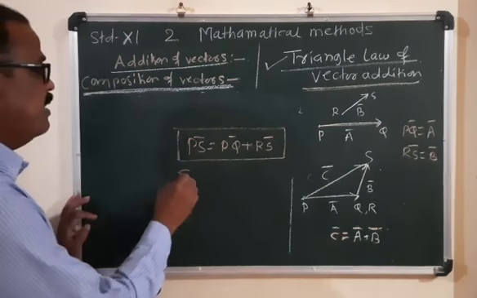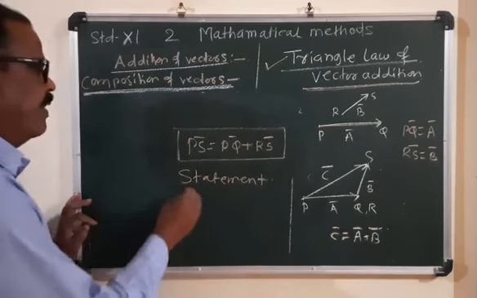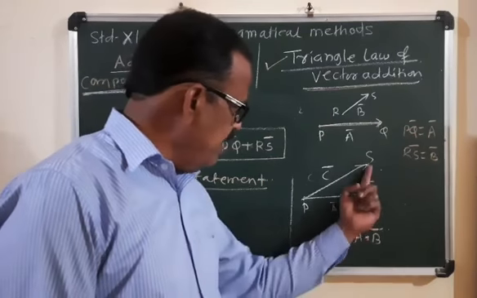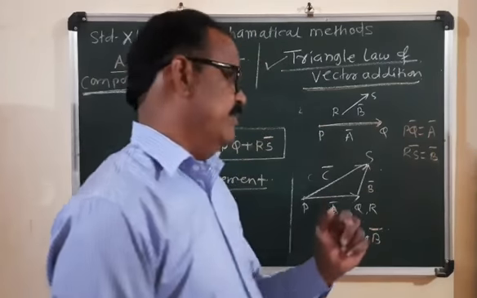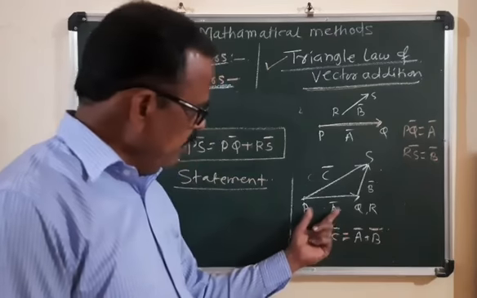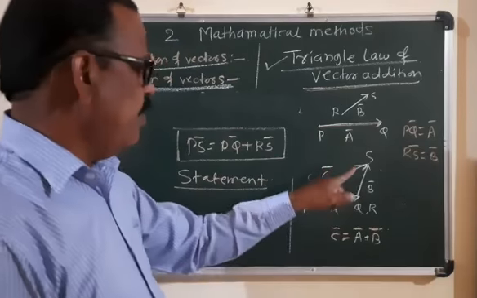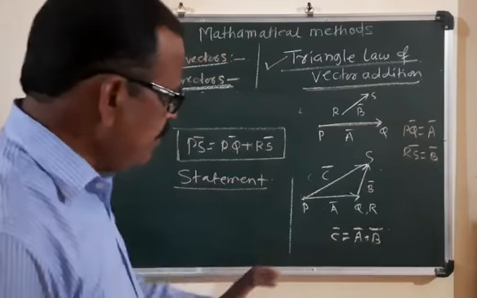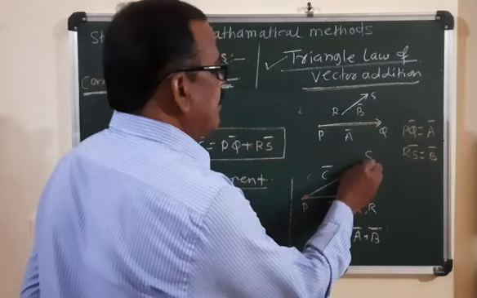Now the statement of the triangle law of vector addition: if two vectors are represented in magnitude and direction by the two sides of a triangle taken in order, then the remaining side of the triangle represents, in magnitude and direction, the resultant, which is drawn from the starting point of the first vector to the end point of the last vector.